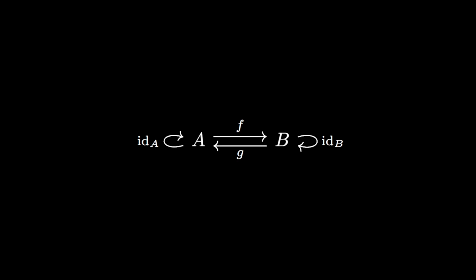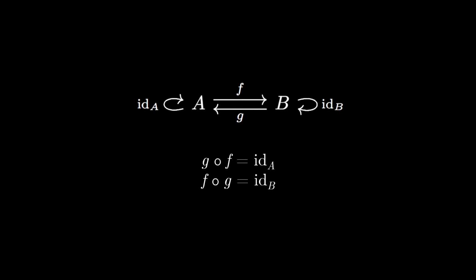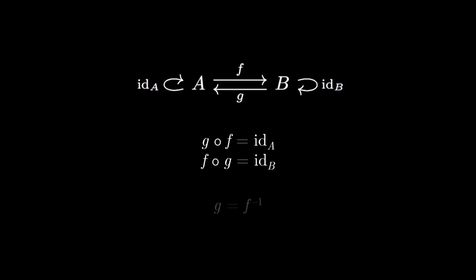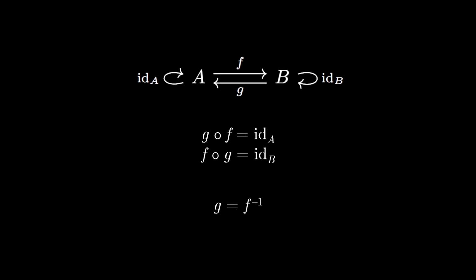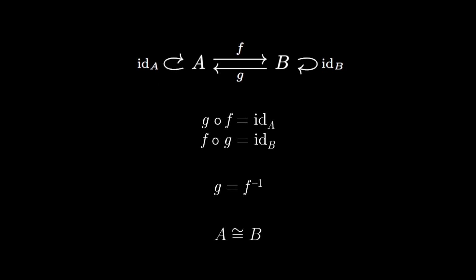Now, suppose we have objects A and B in the category, and morphisms f and g such that this diagram commutes. That is, f composed with g is the identity on A, and g composed with f is the identity on B. Then f and g are called isomorphisms, morphisms with inverses, and we alternatively label g as f inverse. If such a morphism between A and B exists, then we write this symbol to denote this relation.